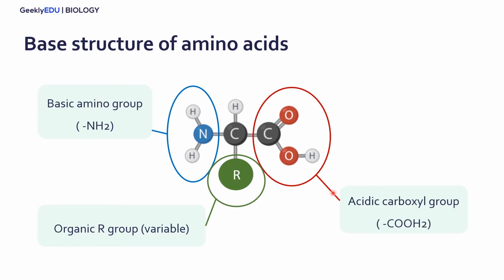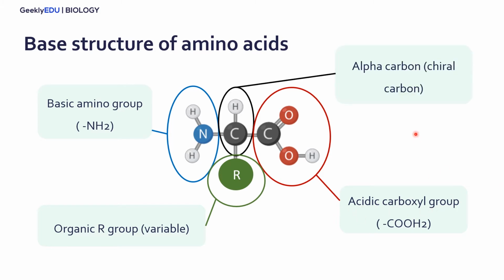And then here we have our acidic carboxyl group. And then looking at the names of these different parts of our amino acid, we can kind of understand where the name amino acid comes from, because we have our amino group and then our acidic carboxyl group. And then finally, holding it all together, we have our what's called alpha carbon, or it's also referred to as a chiral carbon.